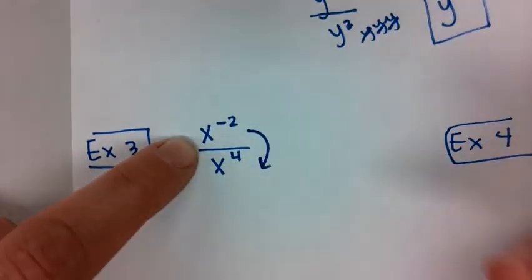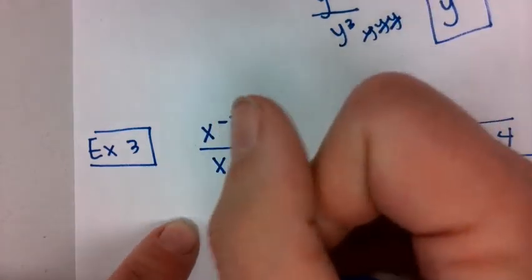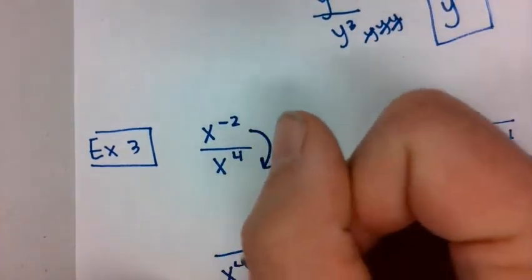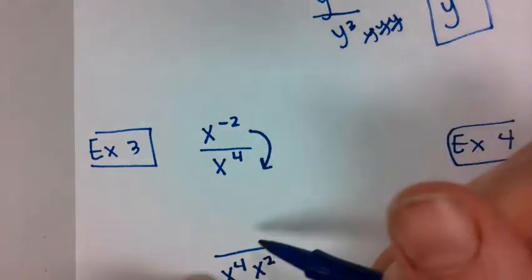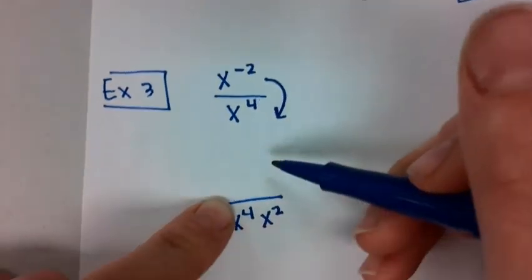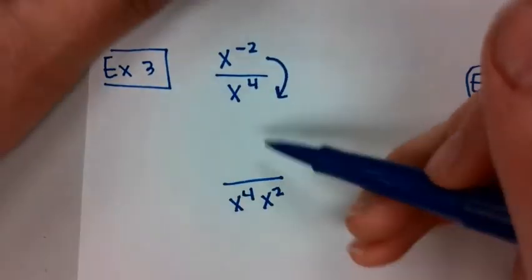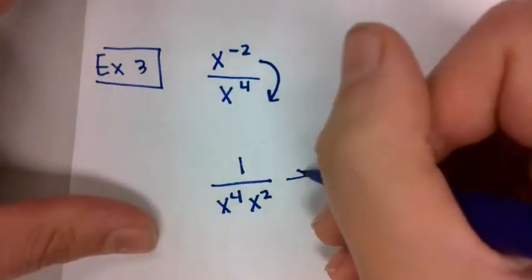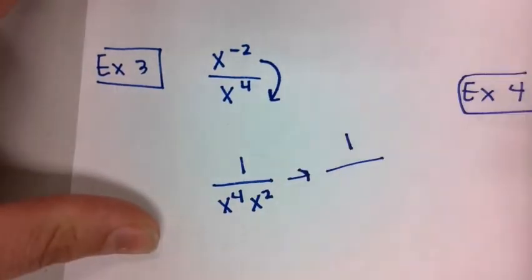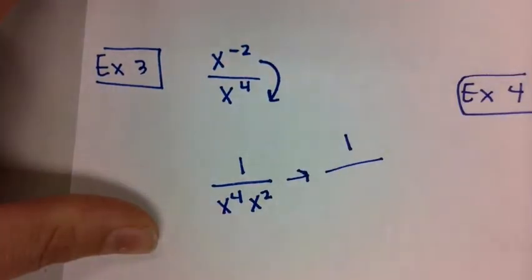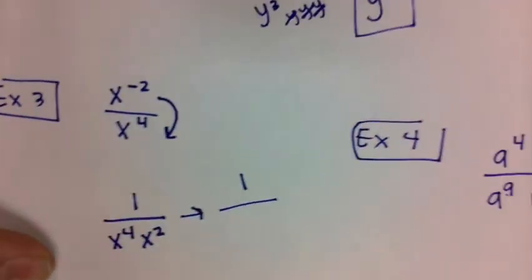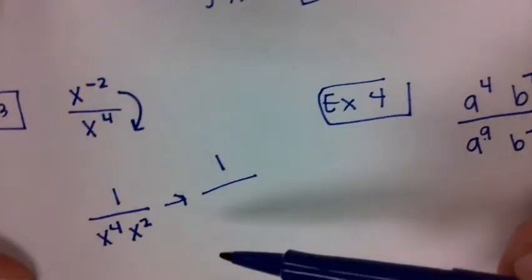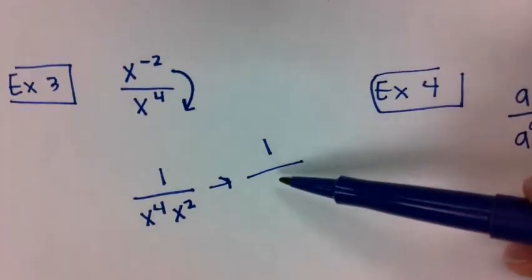the unhappy traitor moves back to where its true alliance belongs. X to the 4th, x to the 2nd. Now, because there's nothing remaining on the top, I replace it with a 1. Part of my simplifying process, when I have a fraction, I need something on top. I don't always need the denominator like I didn't need it on this problem up here, but I do need to keep the 1 up top.